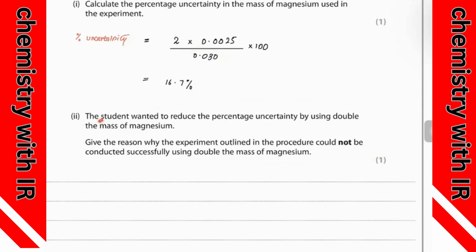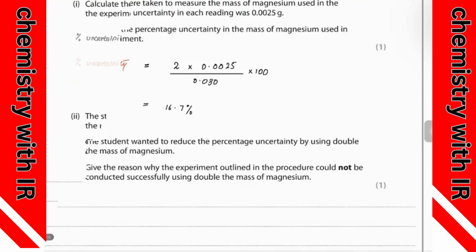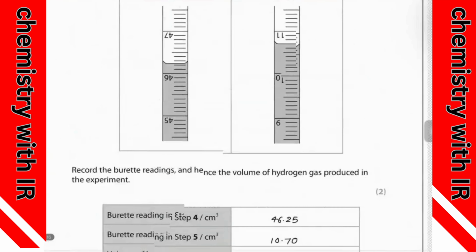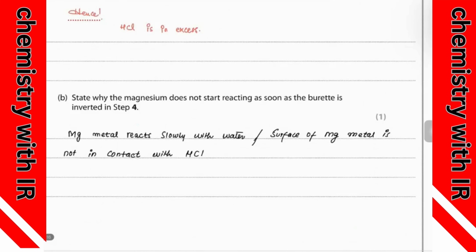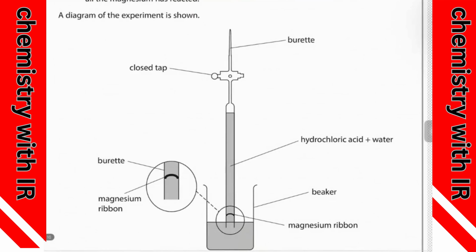If they are saying that the student wanted to reduce the percentage uncertainty by using double the mass of magnesium, give the reason why the experiment could not be conducted successfully. In the whole experiment, I have HCl in that burette because this is the reaction happening between magnesium and hydrochloric acid. And this is the size of your whole burette. When you take double the mass of magnesium, of course you would need more volume of HCl, isn't it? Because they are going to react with each other.